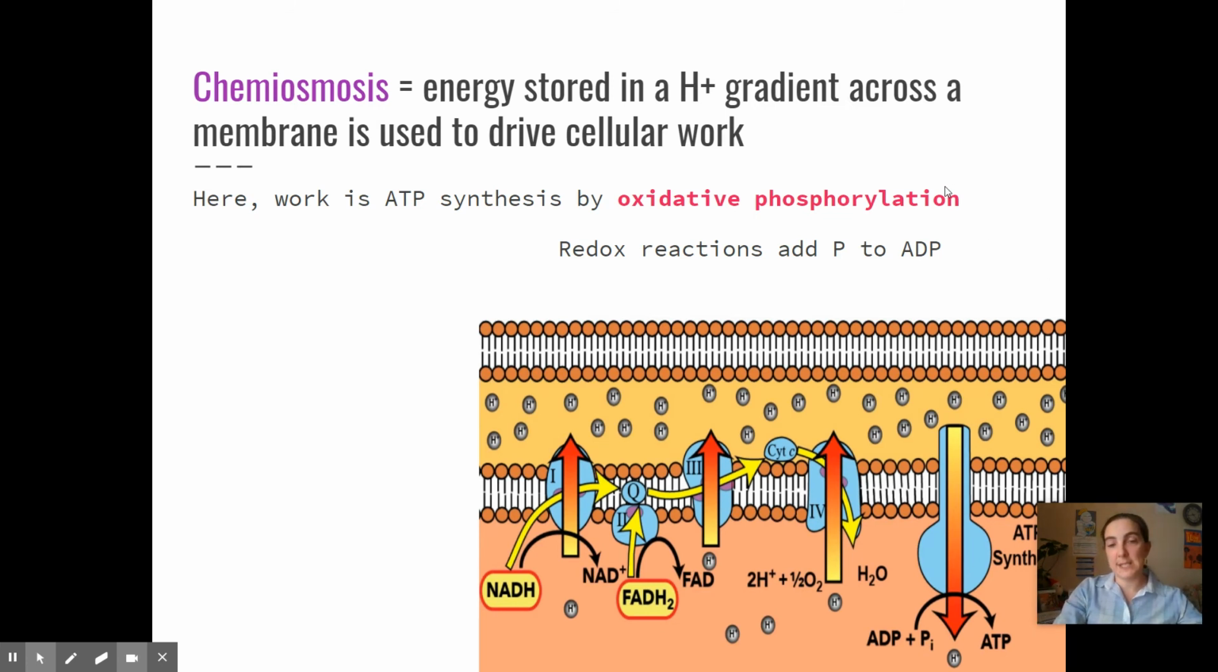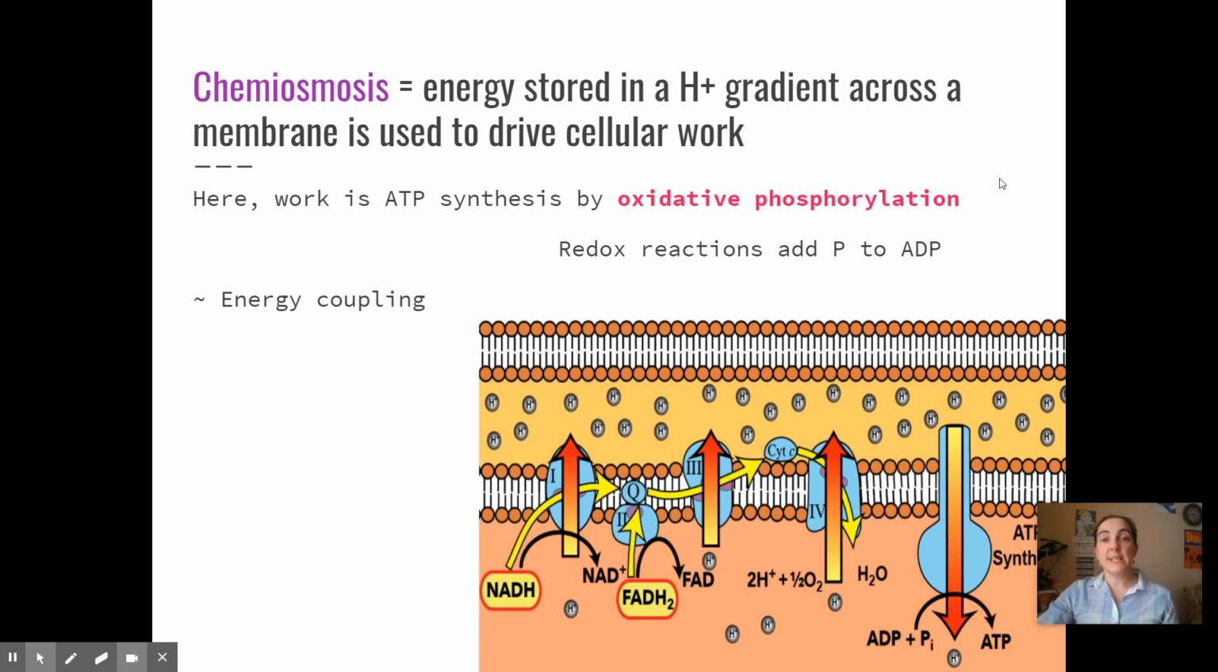That's a really fancy word, but if you look at it, oxidative just means there's a bunch of redox reactions. Remember, as electrons are transferred from one to the next down here, those are redox reactions because we're moving electrons. Phosphorylation just means adding phosphate, and the way you make ATP is you take ADP and you add phosphate to it. Okay, so oxidative phosphorylation just means adding a phosphate through redox reactions.